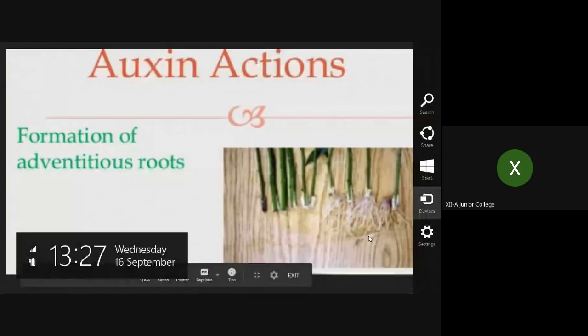Now, next, flowering. In case of some plants, like pineapple, auxin initiates flowering, and once it is initiated, then IAA promotes the formation of female flowers.